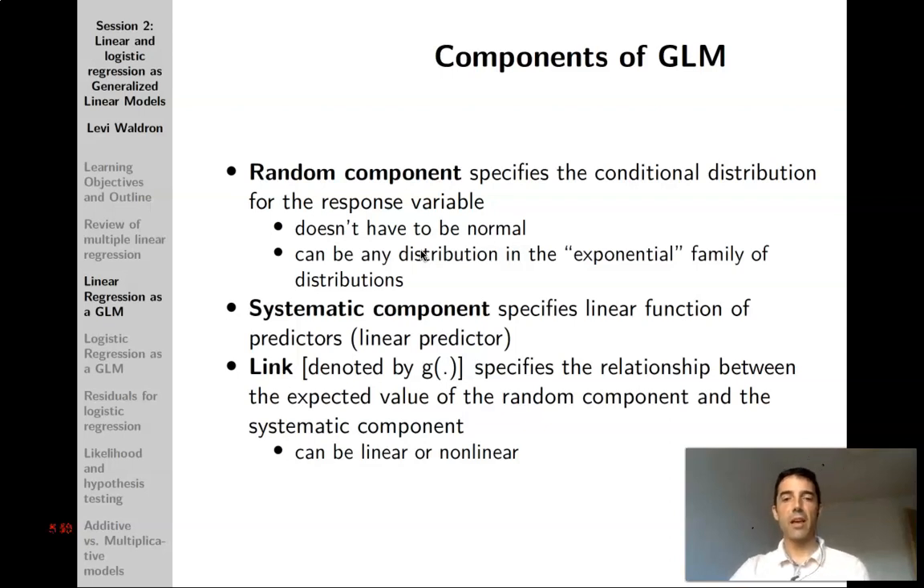and we'll have some examples of this starting today. The systematic component is the linear predictor, and that is exactly the same as what we already saw for multiple linear regression. And then the third part is something really different, the link function, which we'll denote by the function g of something, specifies the relationship between the expected value of the random component and the systematic component, and it can be either linear or nonlinear.